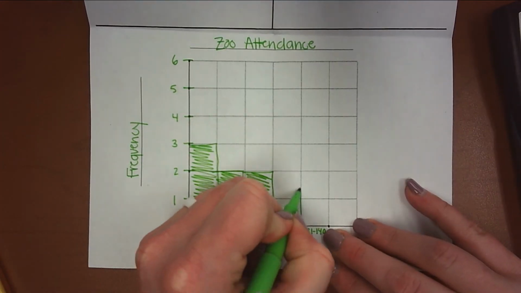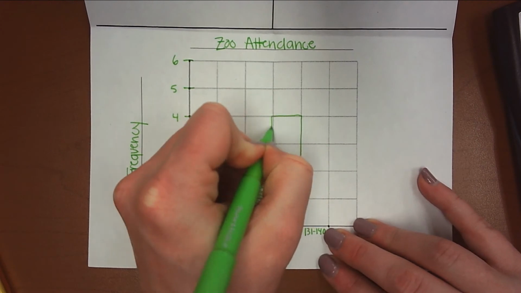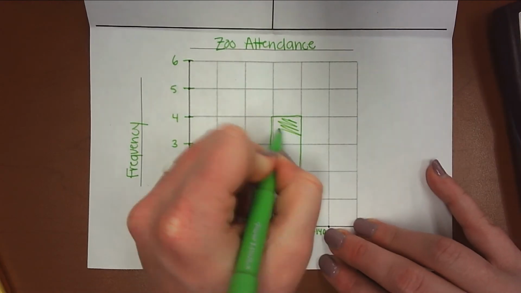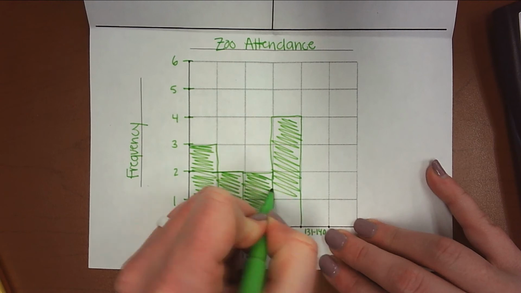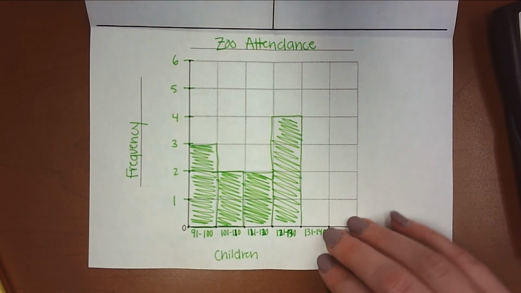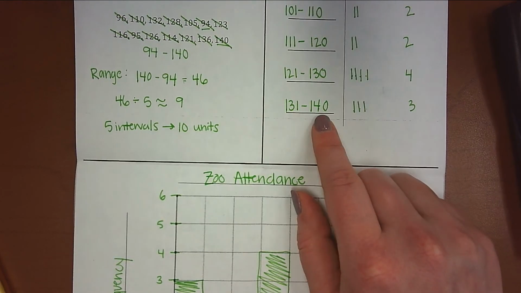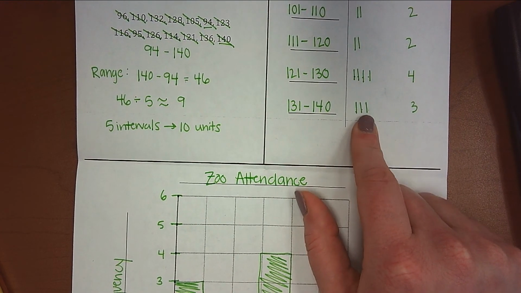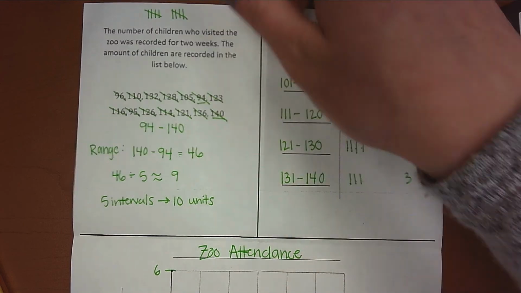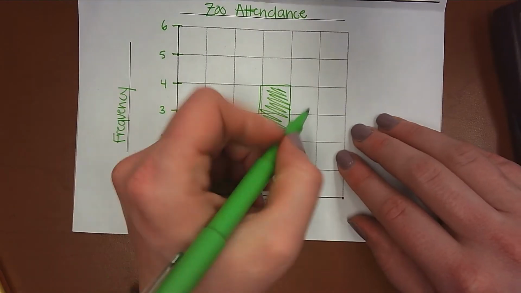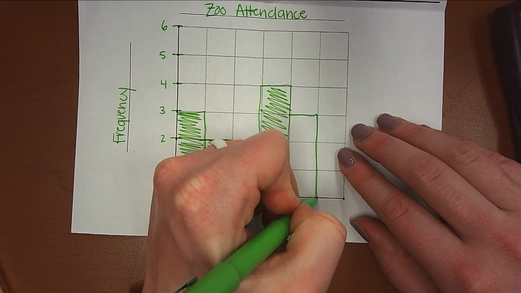And so 1, 2, 3, 4. Fill in my graph. And then 131 through 140, there were 3 days. I had a frequency of 3, and so this last bar is going to have a frequency of 3.